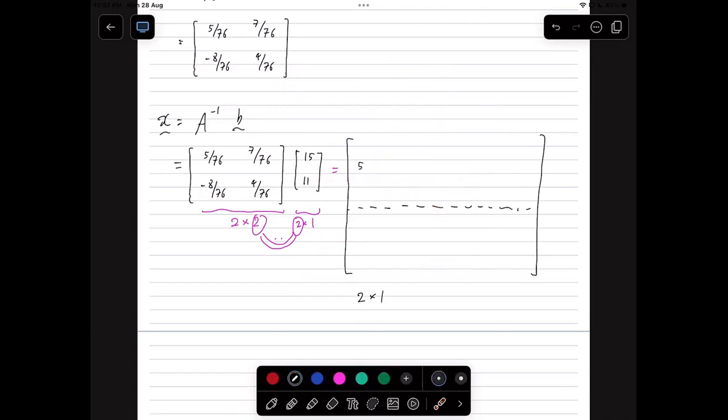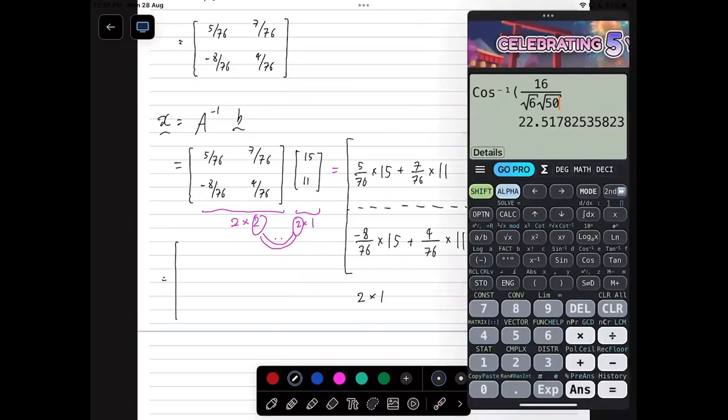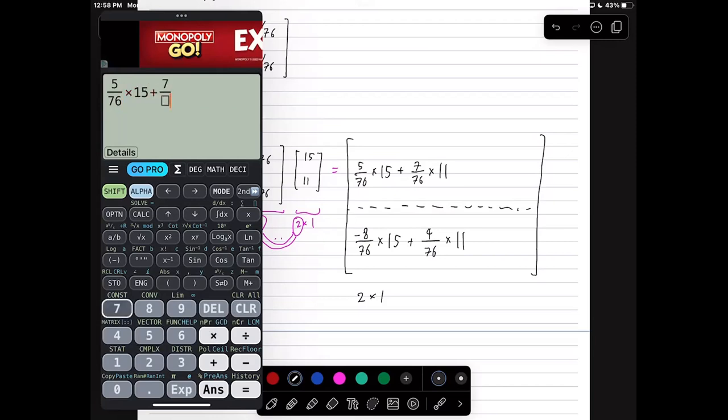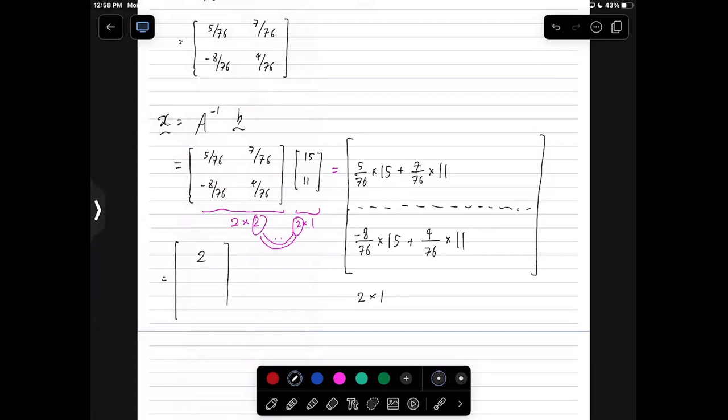5 over 76 times 15 plus 7 over 76 times 11. And the bottom row? On the bottom is negative 8 over 76 times 15 plus 4 over 76 times 11. Okay, let's calculate it. I'll just do it. So let's see what we get. 5 over 76 times the 15 plus 7 over 76 times 11. We get 2, simplify.